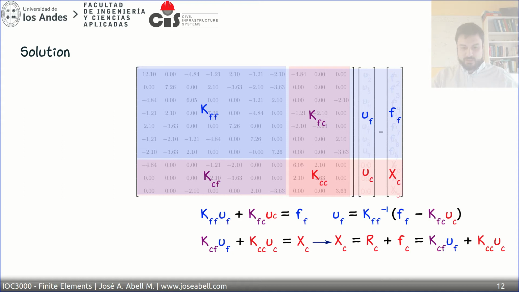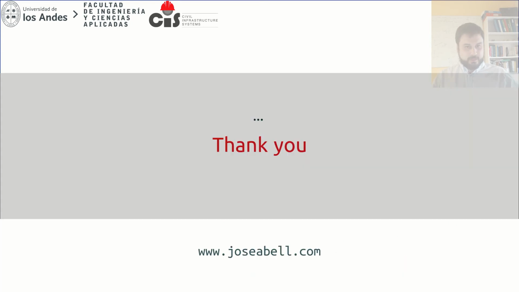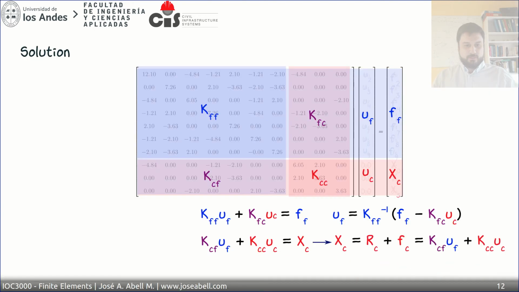So Xc is equal to Rc, the reaction forces, plus the known nodal equivalent forces Fc, which is equal to Kcf uf plus Kcc uc. Since uf is known from the previous equation, we can just plug it in here and subtract Fc, which is another known vector, to get the reaction forces. So that's what we see there in the equation. And that's all that involves the solution process.